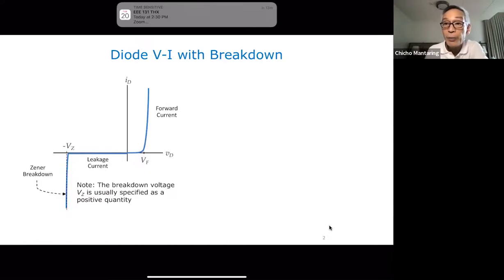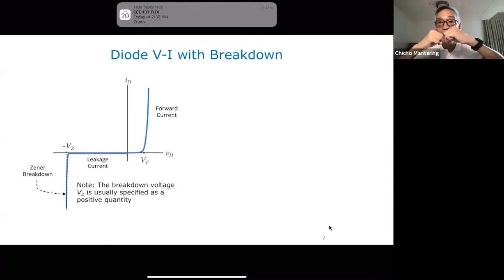Okay, why does the diode break down? Well, there are two possible reasons why a diode breaks down. One is because the electric field is already very strong, because you're applying a very large negative voltage, your covalent bonds just rupture, releasing electron hole pairs.